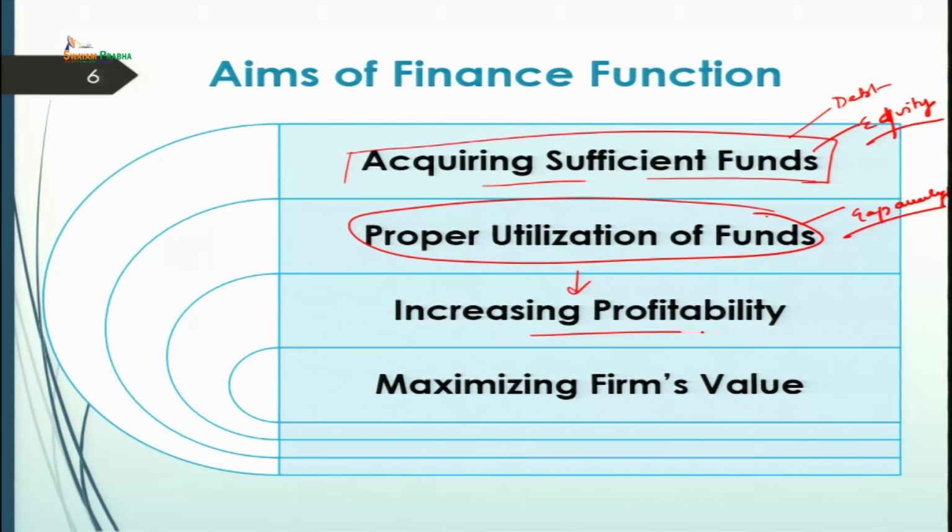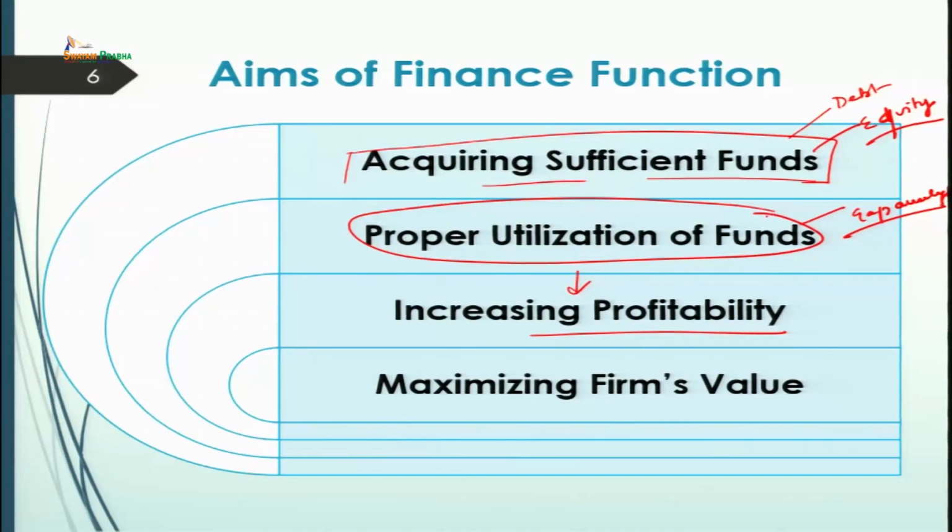The next step is increasing the profitability. It goes without saying that when you are doing a business, you are not doing it for charity, you are doing it for earning profit, and more so profit maximization. Your focus is on wealth maximization. So whatever money you have raised and wherever you have invested, the ultimate purpose in the back of the mind is profit maximization, undoubtedly.